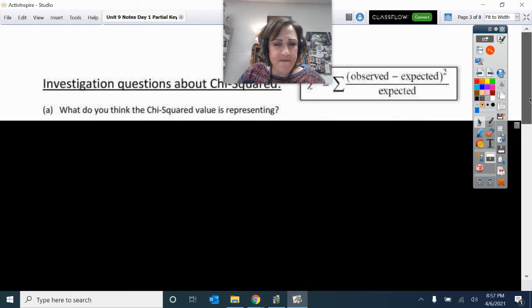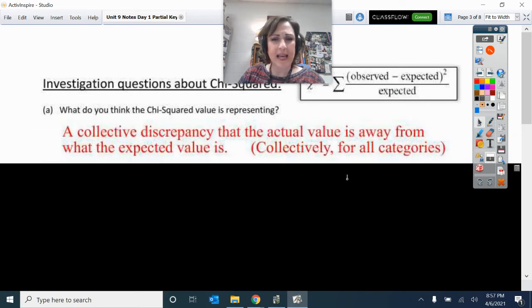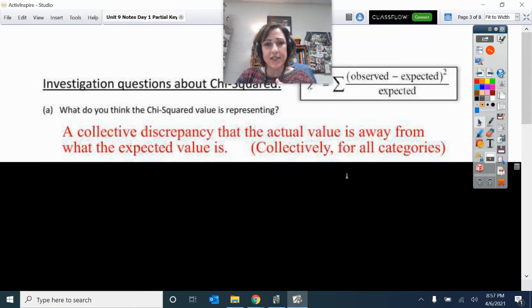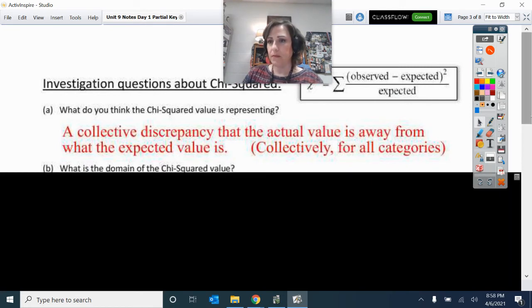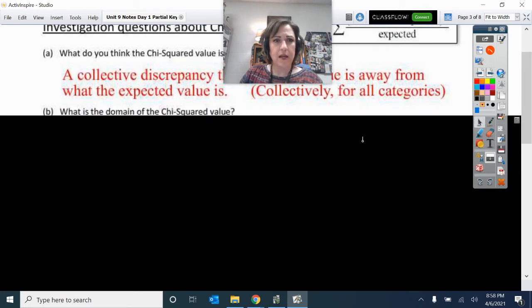All right, so here we go. We're going to investigate some questions. What do you think the chi-squared value is representing? I've said this several times. I think it's that collective discrepancy that the actual values are away from what's expected, collectively for all those categories. Now this is interesting. What is the domain of the chi-squared values? Domain, that's like x, so think in the x direction.